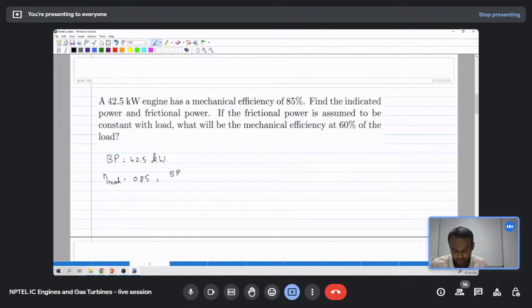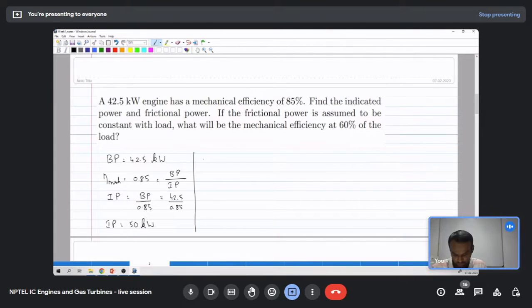So mechanical efficiency is brake power by brake power plus frictional power, or we will write brake power by indicated power directly. So that means indicated power is brake power by 0.85, which is 42.5 by 0.85. So this is 50 kilowatt.